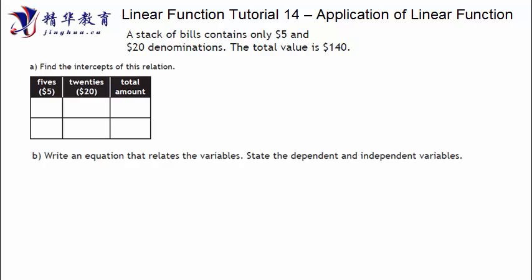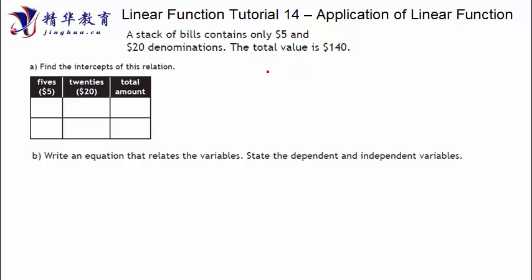A stack of bills contained $5 and $20 bills. Their total value is $140. So we don't know how many $5 bills and how many $20 bills we have, but we know the total money is $140. Find the intercepts of this relation. What do we mean by the intercepts of this relation here?